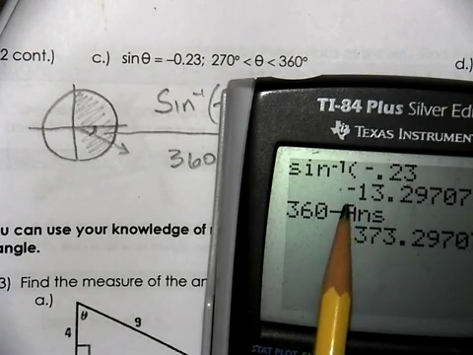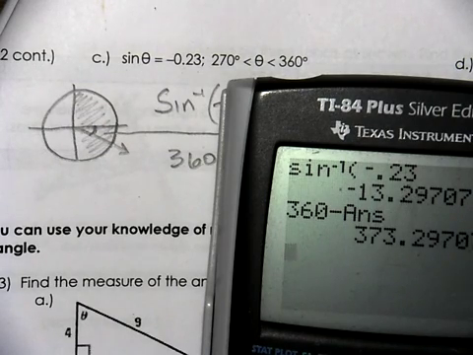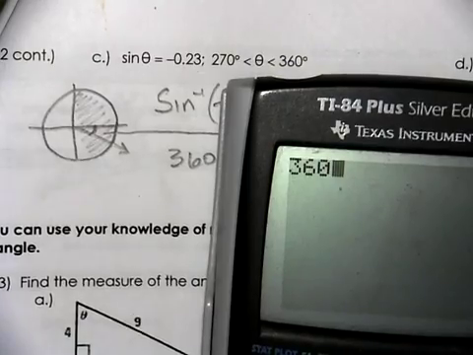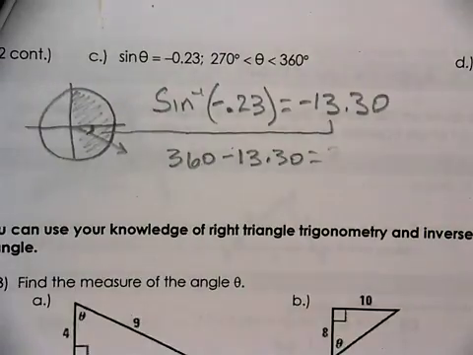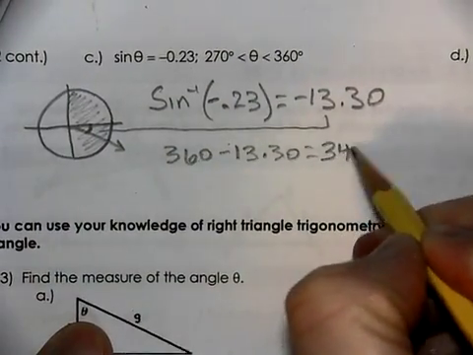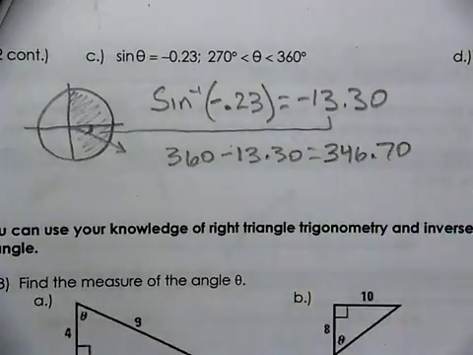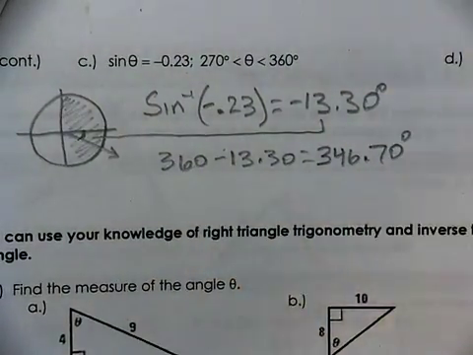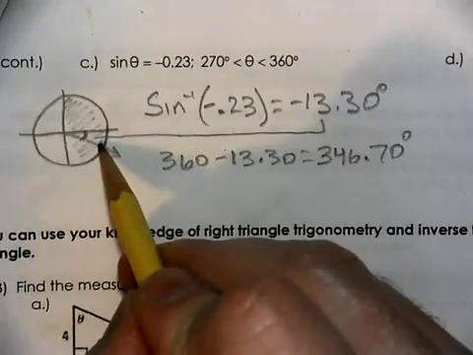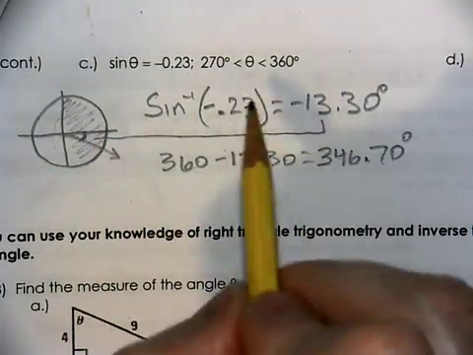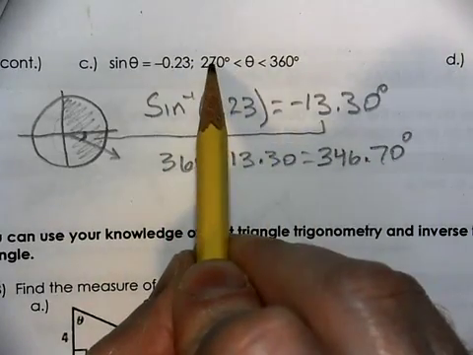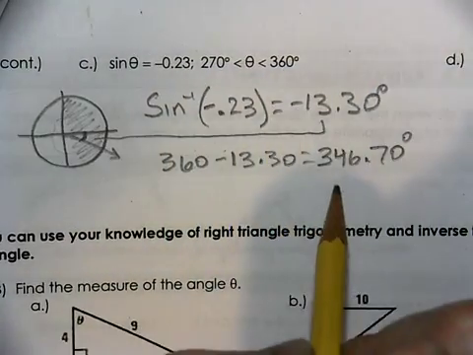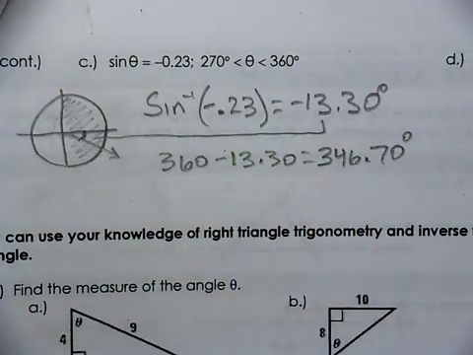Oh, it was negative, so two negatives make a positive. That was confusing. Let me start over with that one. 360 minus 13.30 gives us 346.70. So that would be our actual value of sine. That is a negative 0.23. The angle that's between 270 and 360 would be 346.70.